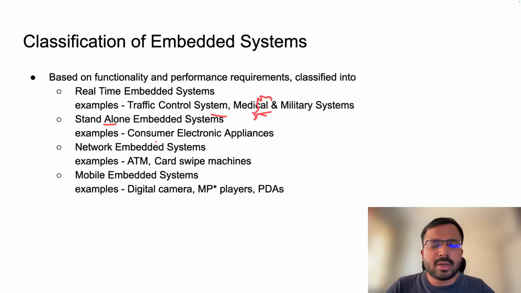Then the next one is your network embedded system. These embedded systems are expected to be connected to some local area network or wide area network through some wired or wireless communication links. Your examples are your swipe machines, your ATMs. All these are connected to some network. Therefore, you are able to swipe your cards. It connects to the bank, some external web links, and therefore you are able to do these transactions.